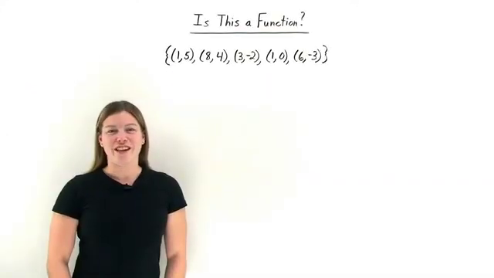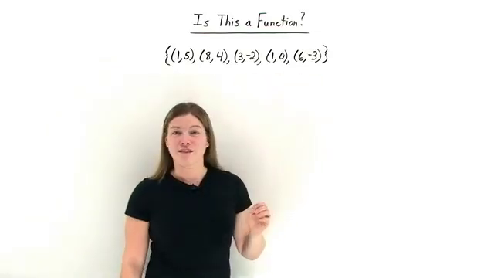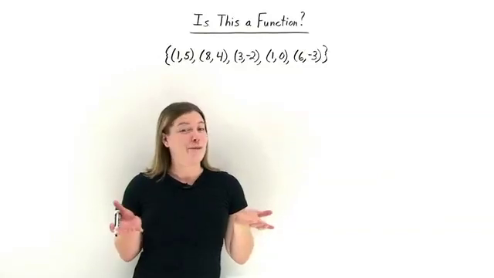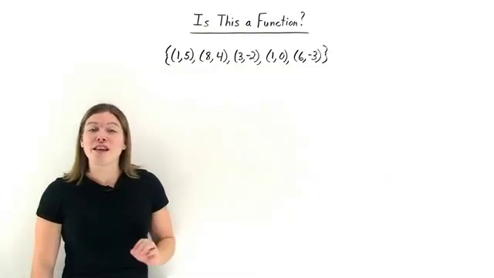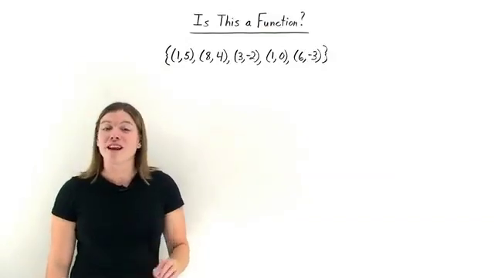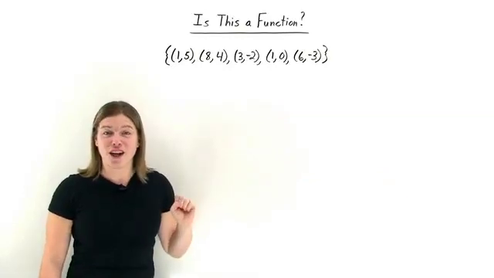Determine if this relation is a function. Here, we've been given a set of ordered pairs, a relation, and we want to know if this relation is a function. That means we want to see if each input value has been assigned exactly one output value. If that's the case, then we have a function.